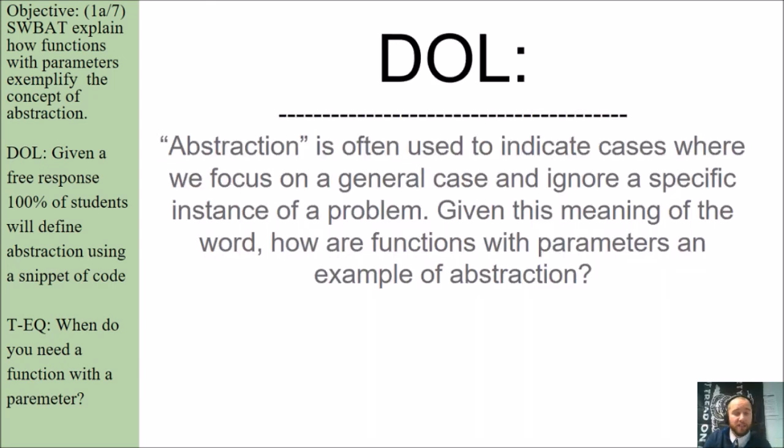And now for the DOL, that was the lesson. So abstraction is often used to indicate cases where we focus on a general case and ignore a specific instance of a problem. So given this meaning of the word, how are functions with parameters an example of abstraction? Lots of writing today, but I look forward to reading your responses.